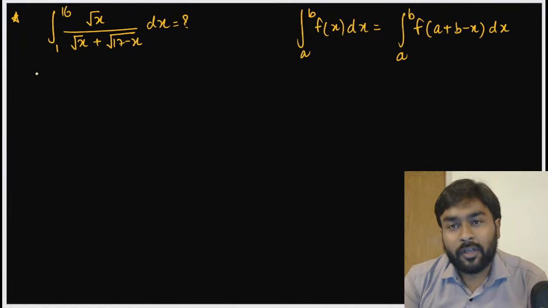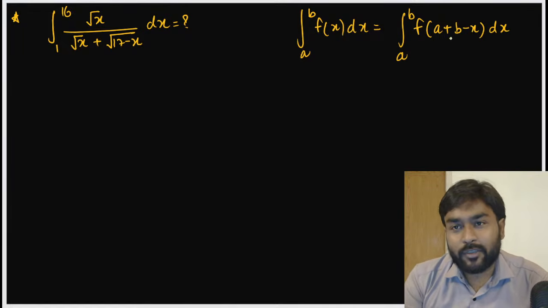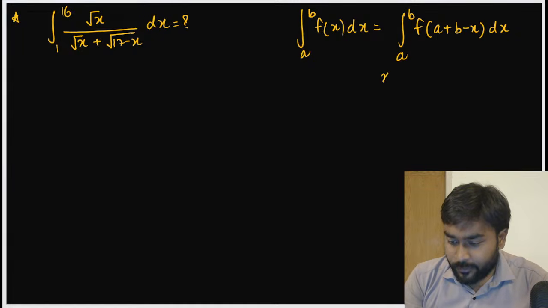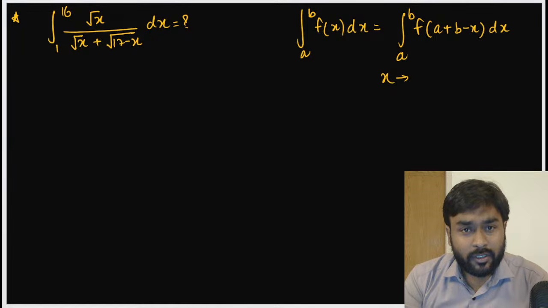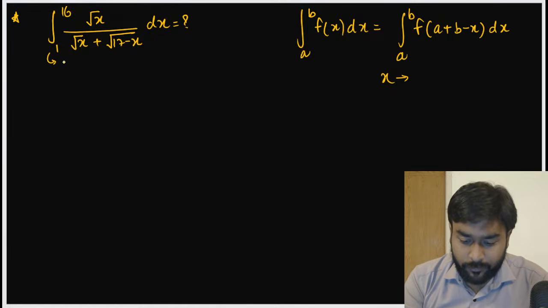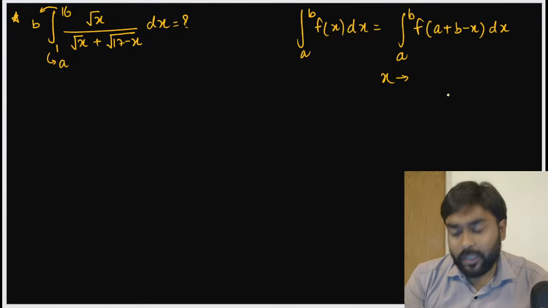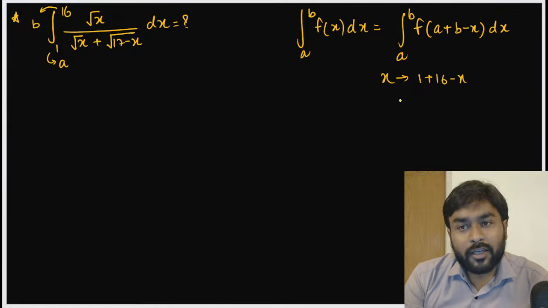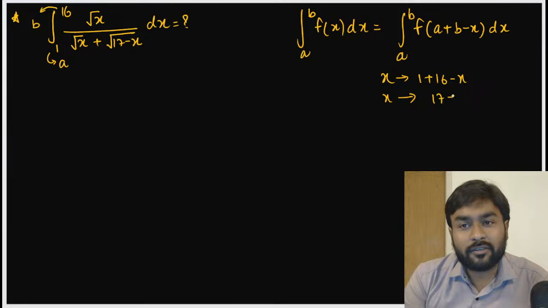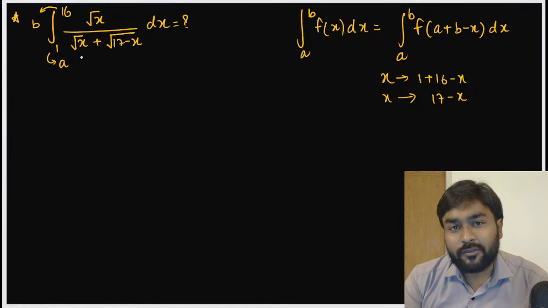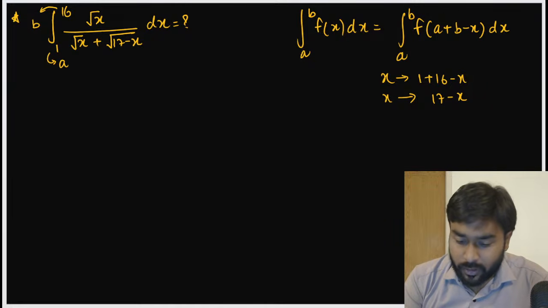So what will happen if we replace this x with a plus b minus x? Here a is 1 and b is 16, so a plus b is 1 plus 16, which is 17. So at the place of x we write 17 minus x. Then we will check what is happening.